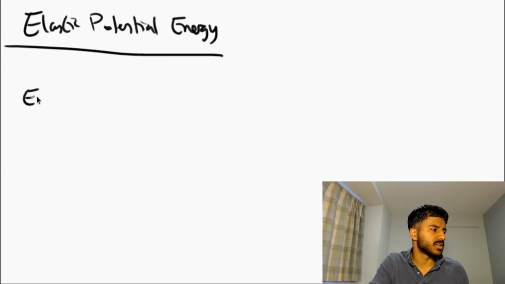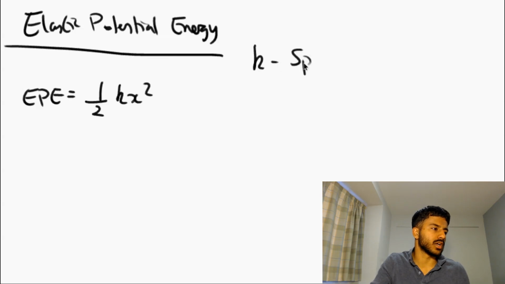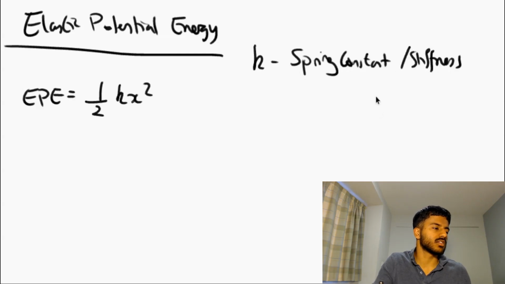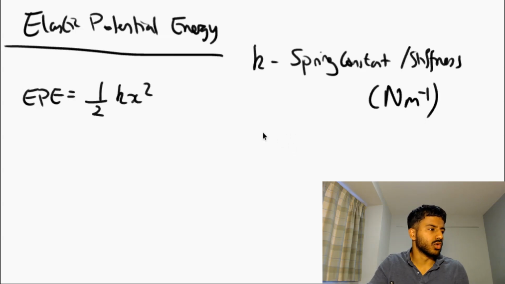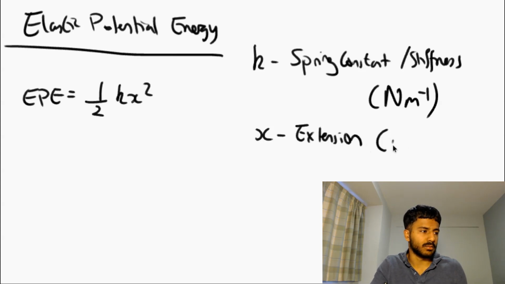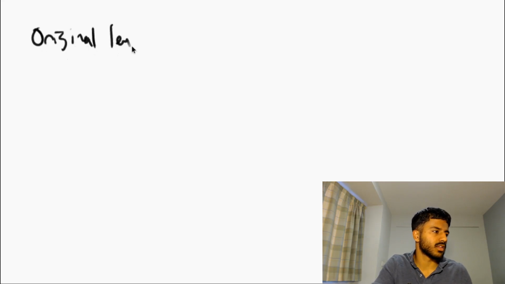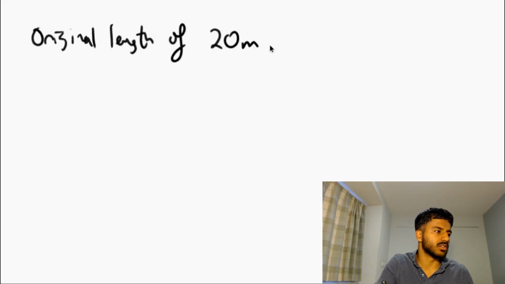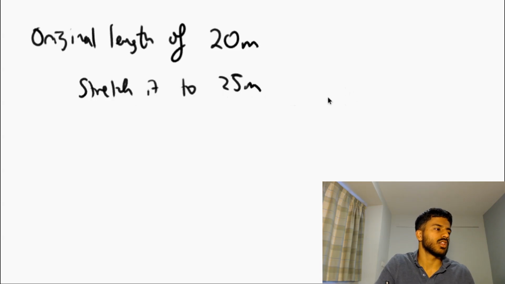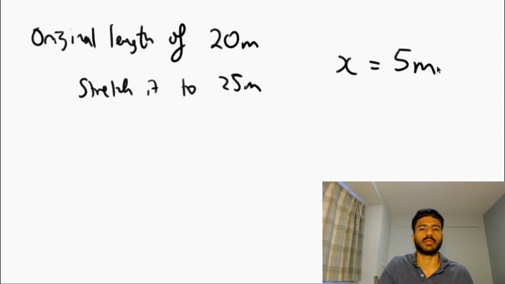Now my elastic potential energy equation is given by a half kx squared, where k is my spring constant, or it can also be called stiffness. And this is given in newtons per meter. And your x stands for the extension of your spring in meters. If your string or your spring has an original length of 20 meters and you stretch it to 25 meters, the value for your extension here is 5 meters. It's the difference between the final length and the original length.